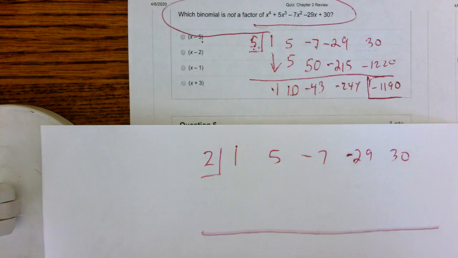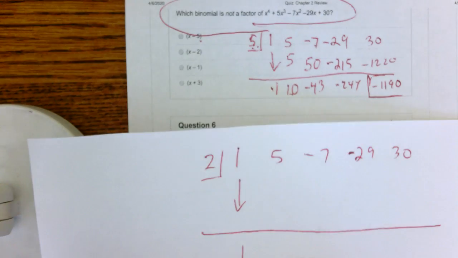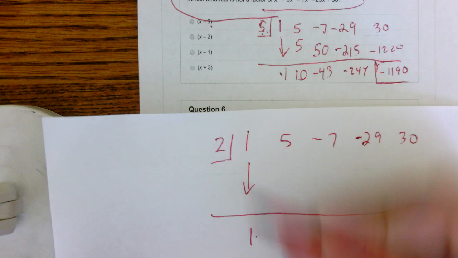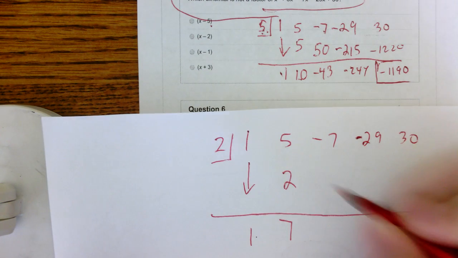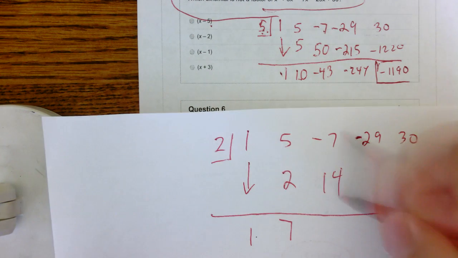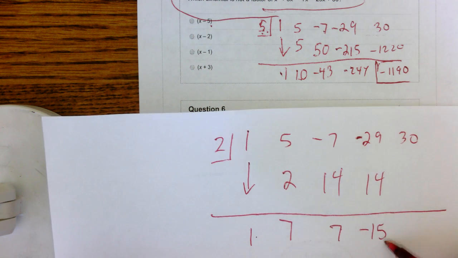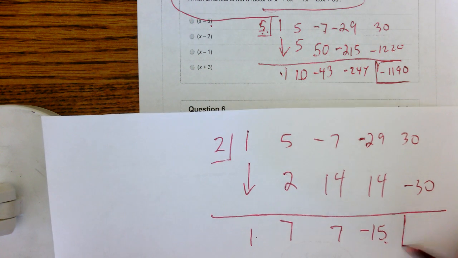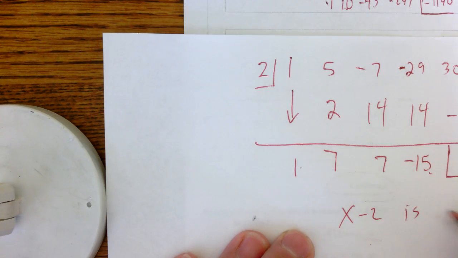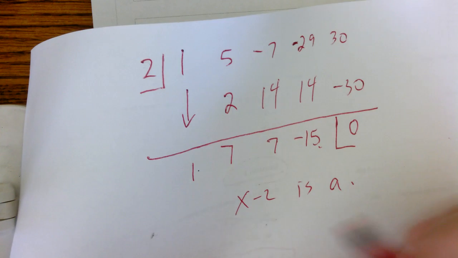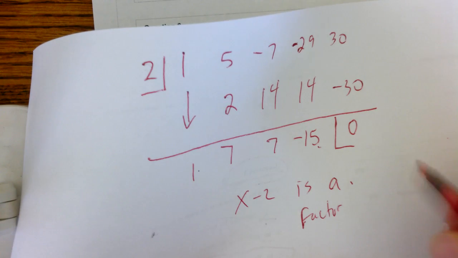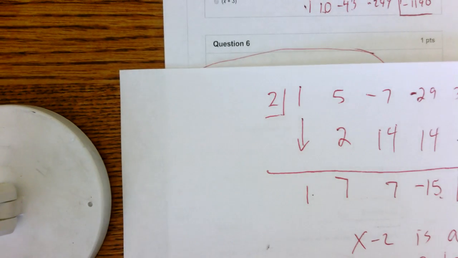All right, so now I'm going to try to see if x minus 2 is a factor. So again, bring down the 1. Okay, 1 times 2 is 2. You add them. 7 times 2 is 14. You add them, you get 7. 7 times 2 is 14. Negative 15 times 2 is negative 30. And the remainder here is 0. So therefore, x minus 2 is a factor of that polynomial. Any questions, please message me.